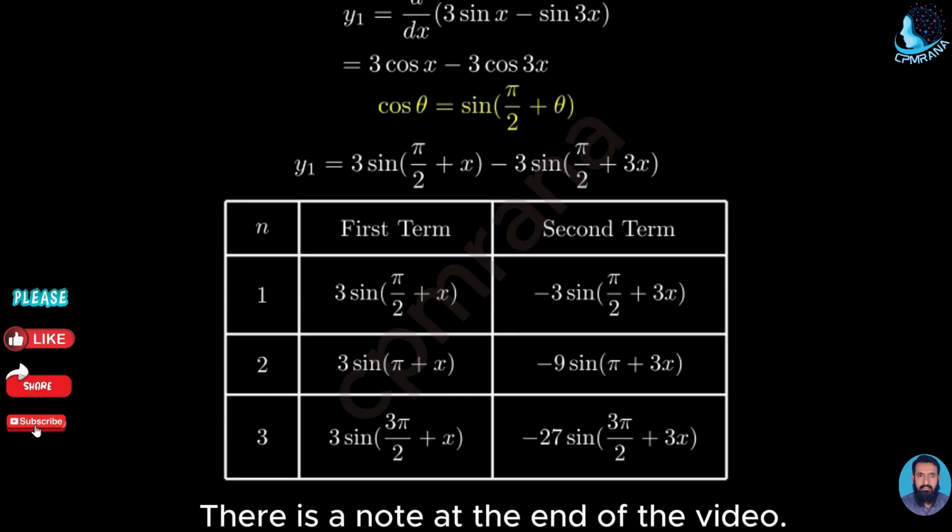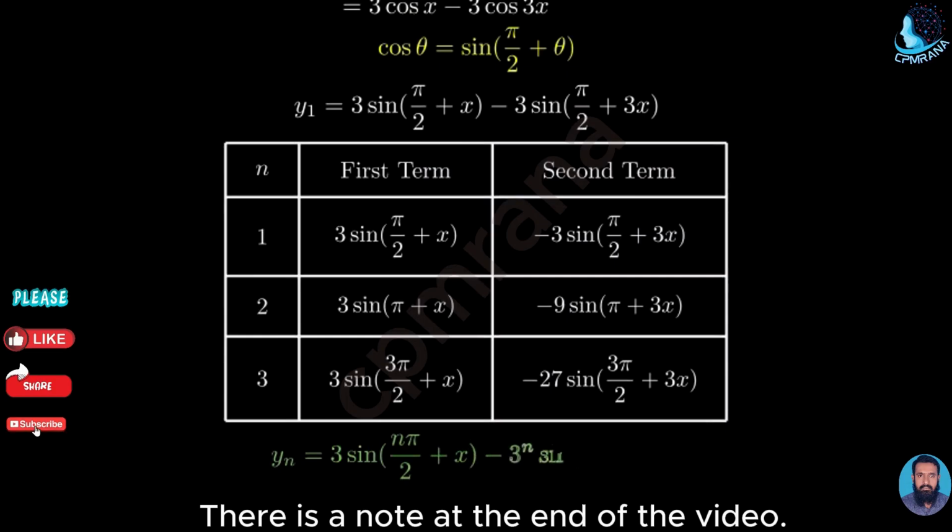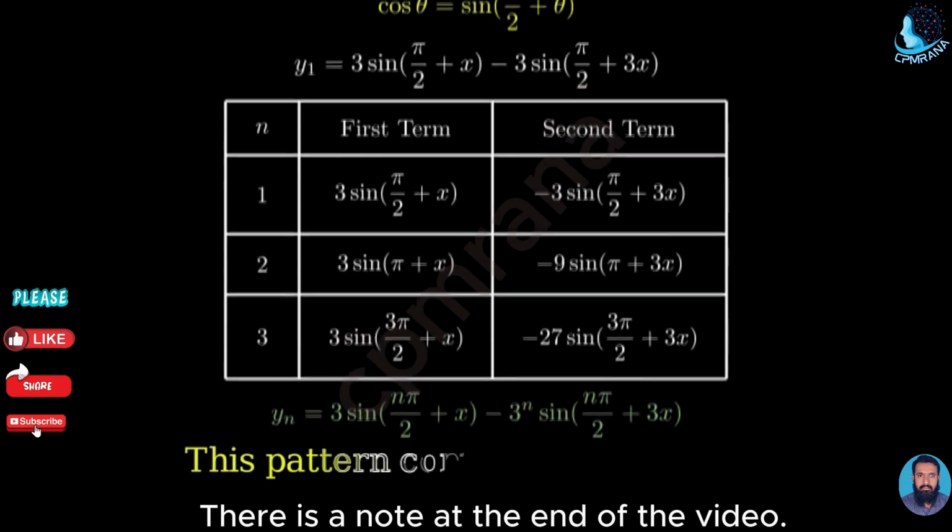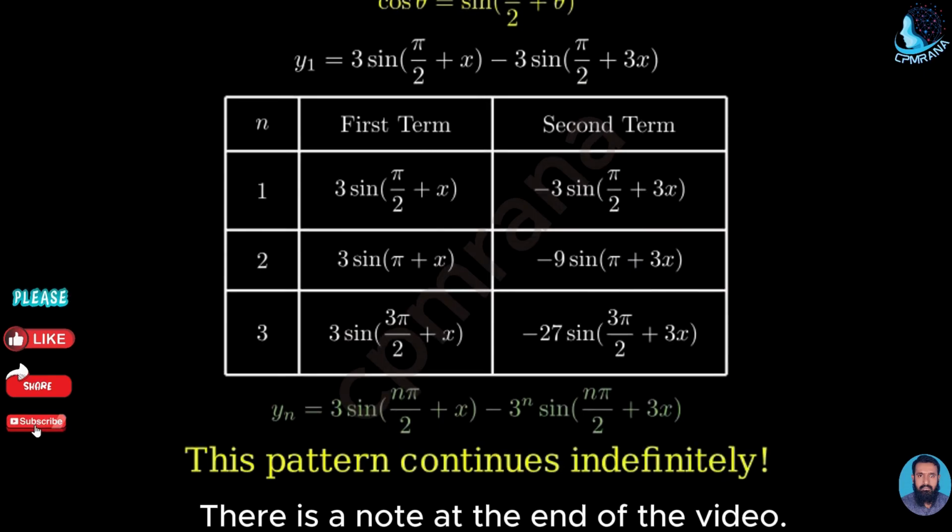This leads us to our general formula for the nth derivative. The nth derivative will be 3 sine of n pi over 2 plus x minus 3 to the n power times sine of n pi over 2 plus 3x. To verify this pattern, you can continue taking derivatives and observe that each new derivative follows this formula.